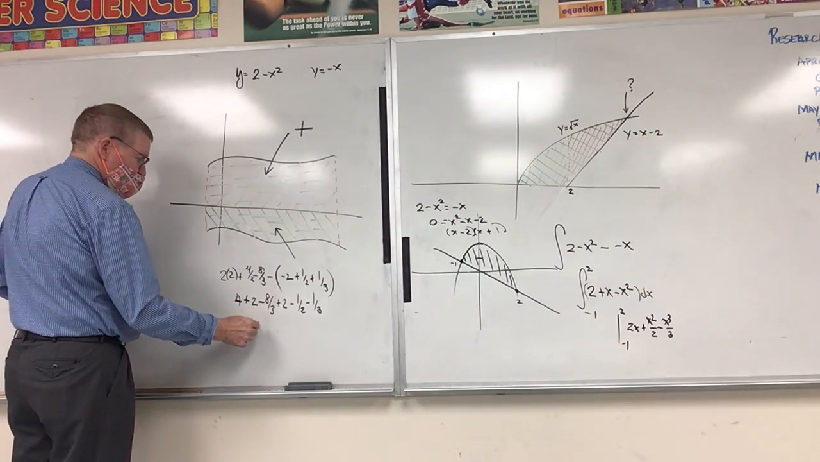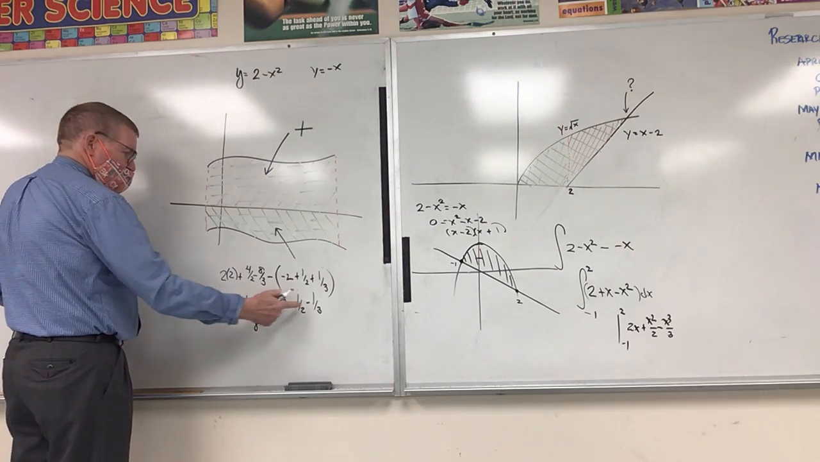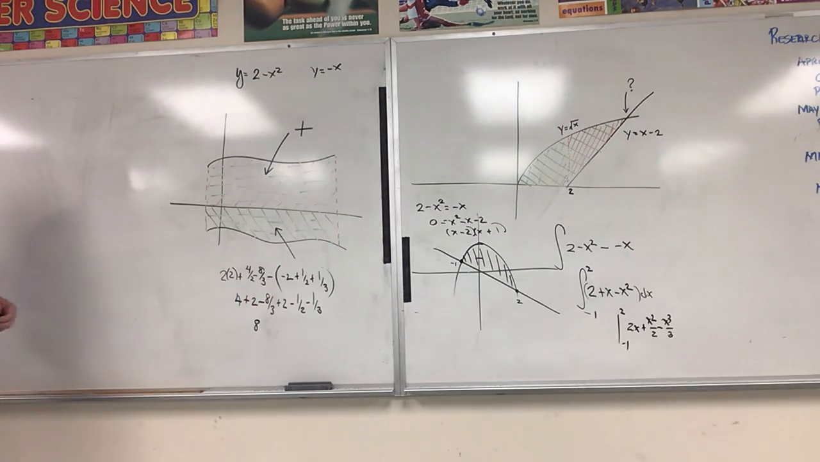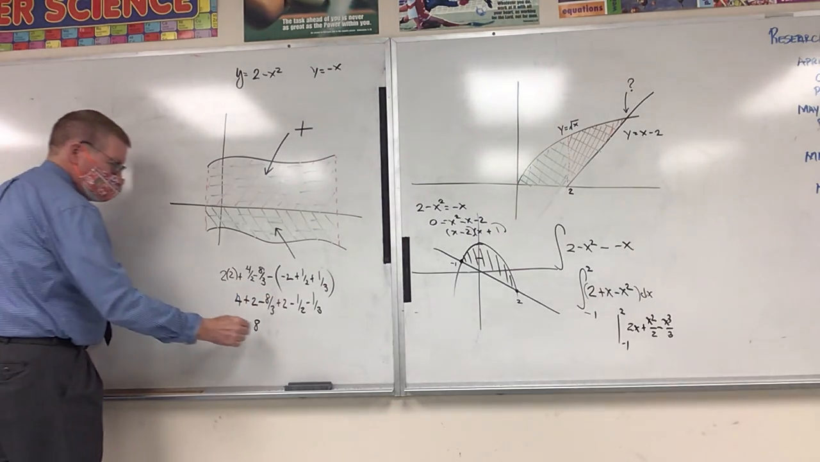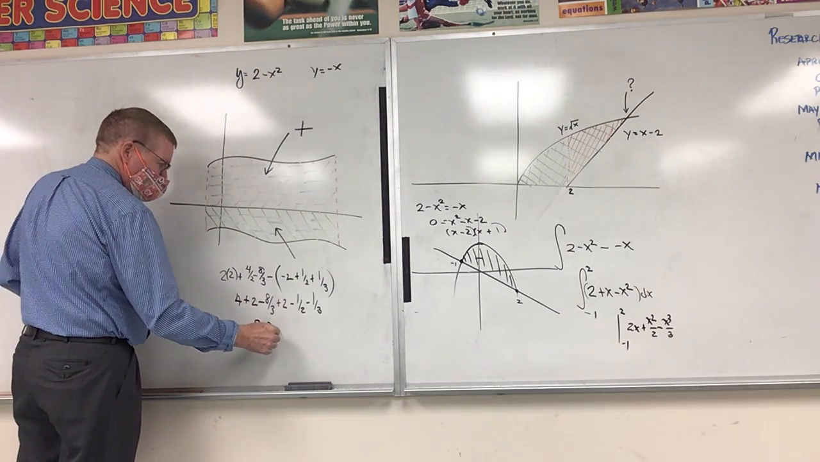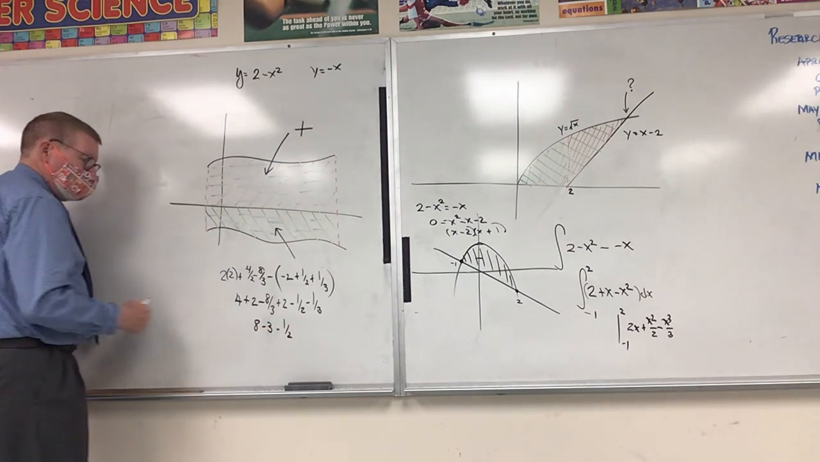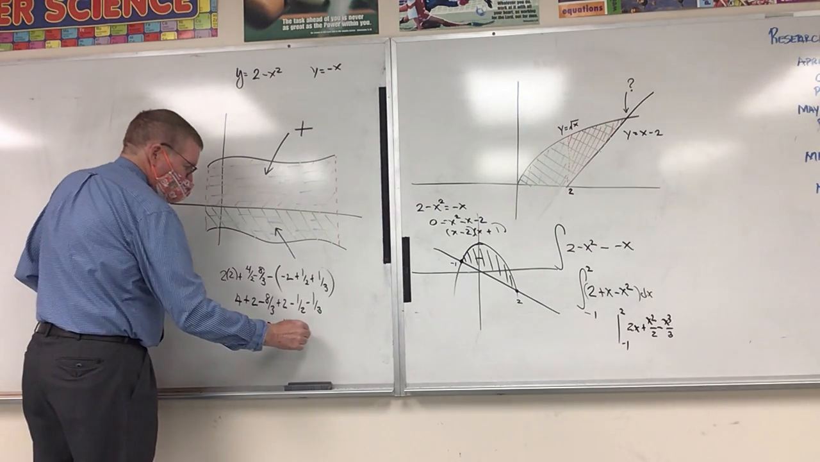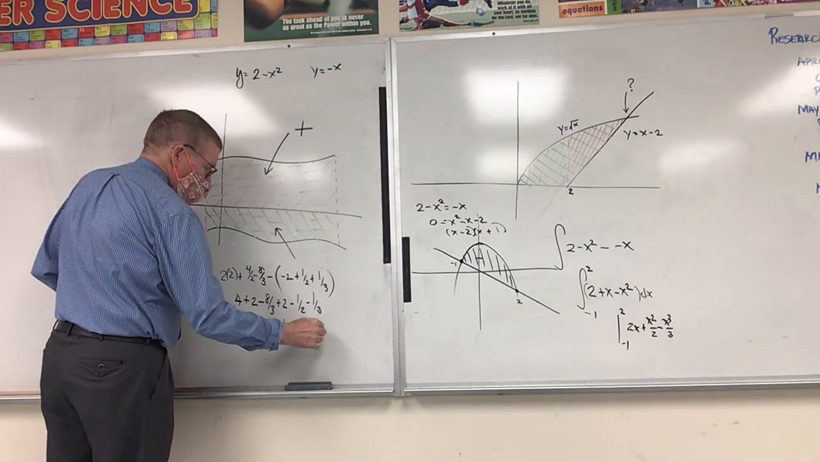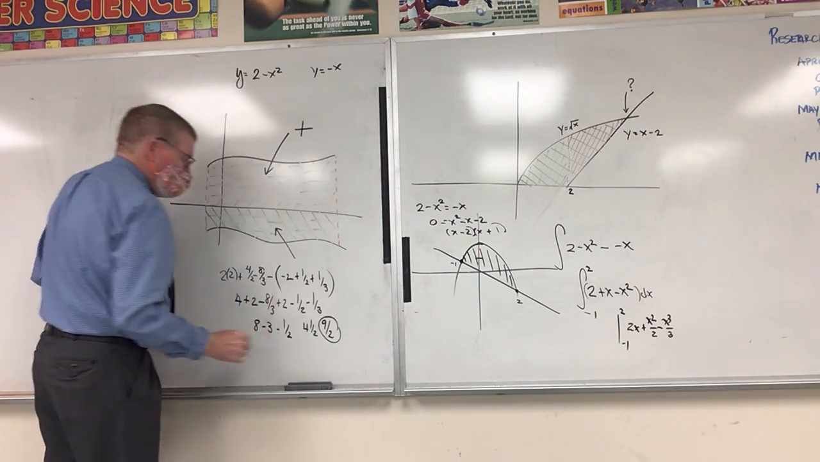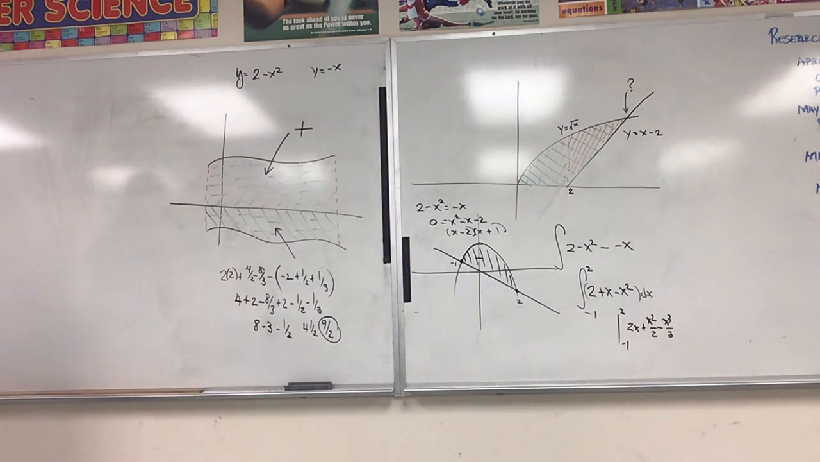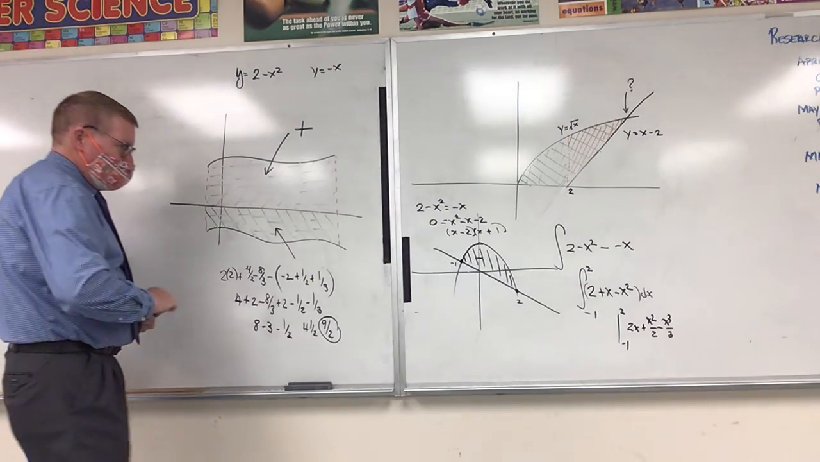4, 2, and 2 is 8. Negative 8/3, negative 1/3, that's negative 9/3, which is minus 3, minus 1/2. So it's going to be 5 minus 1/2, so it's 4.5, or 9/2, which would be the area between the two curves. And because I'm talking about area, it would be units squared.